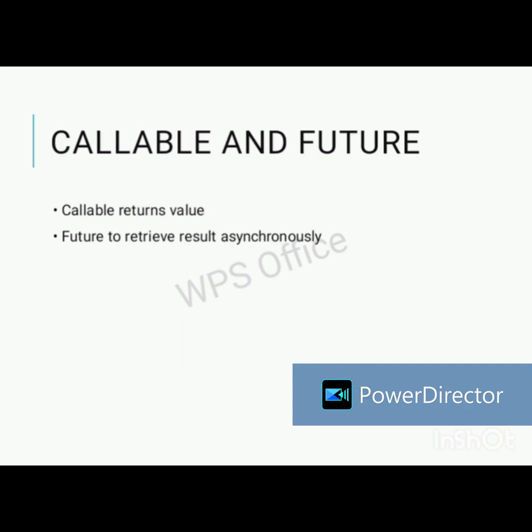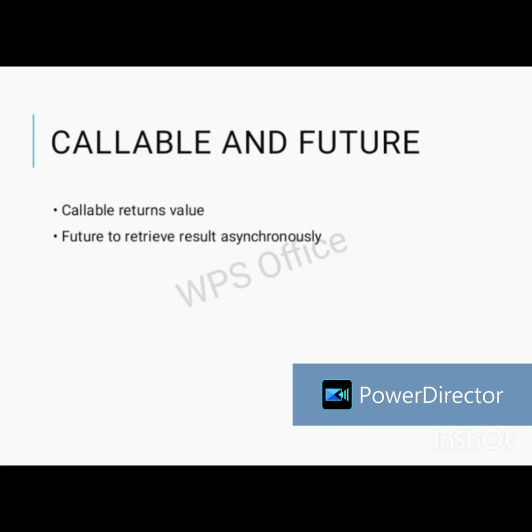Callable and Future. Unlike the Runnable interface, which does not return a result or throw a checked exception, Java provides the Callable interface for tasks that return a value and may throw an exception. It works together with the Future interface to retrieve the result once the task is complete. This is especially useful when you want to execute a background task and get its output at a later time.